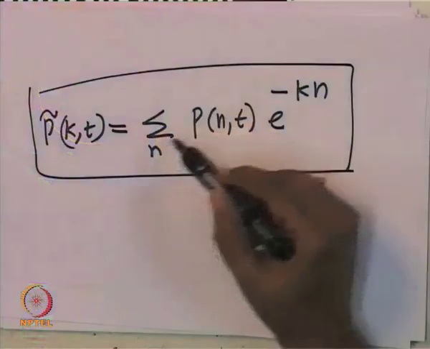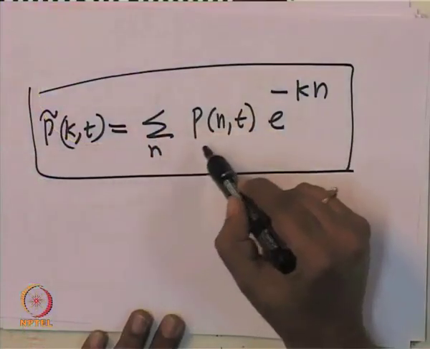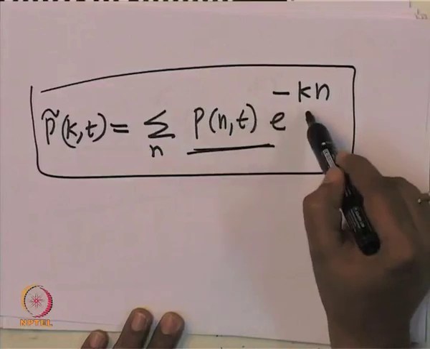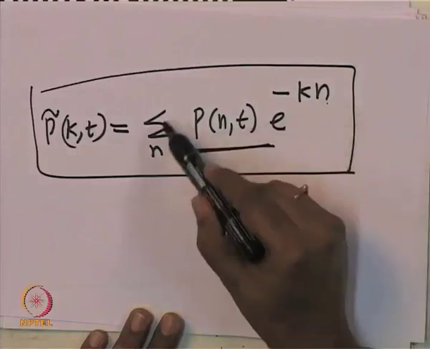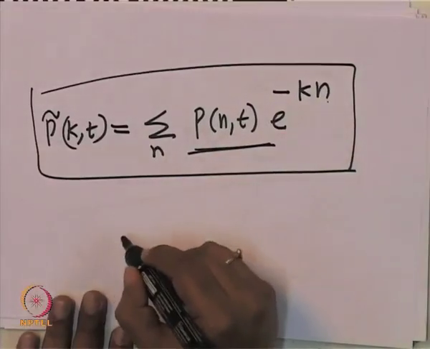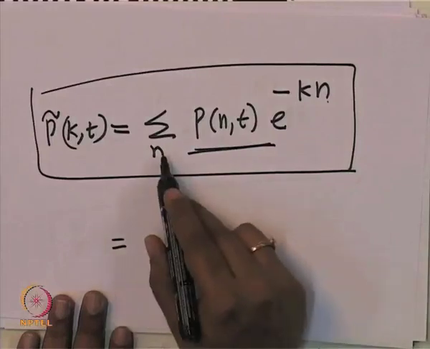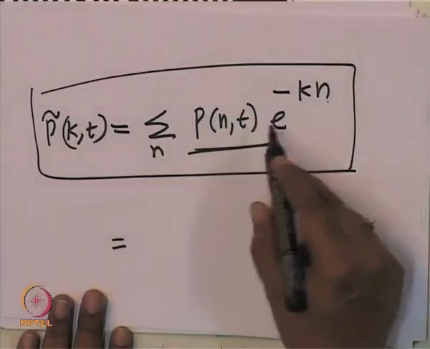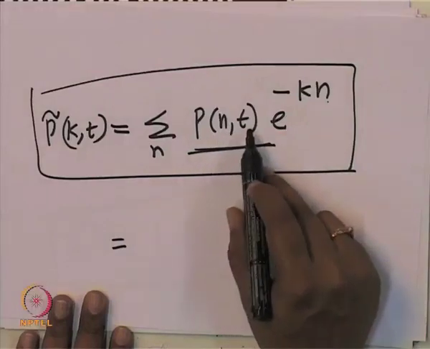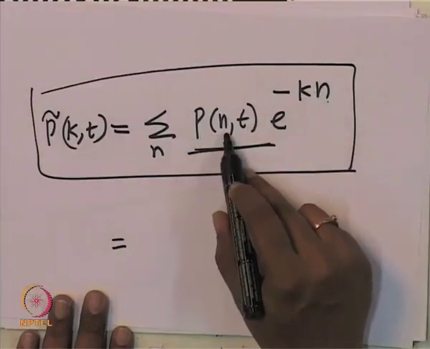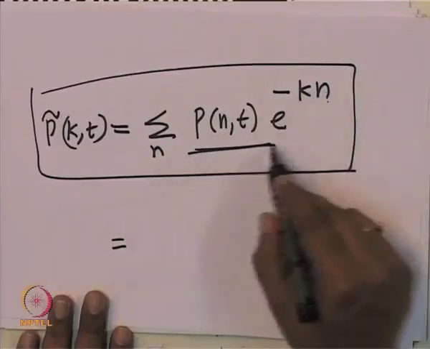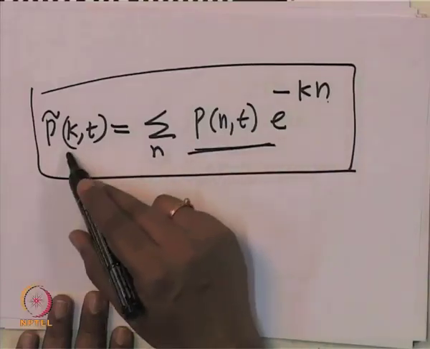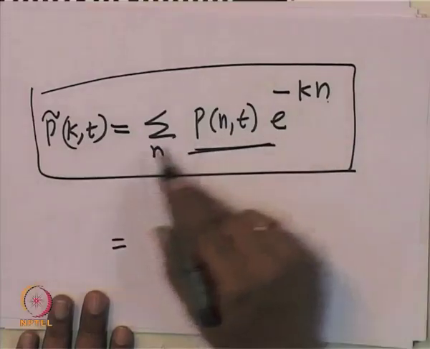So, we want to define a new function, which is p tilde of k of t. If we know p of n of t, we can always calculate p tilde of k of t by multiplying with e power minus k n and summing over n. For various values of n, you can calculate the probability to have 1 at time t into e power minus k, the probability to have 2 at time t into e power minus k into 2, plus so on and so forth. So, you can expand this and define p tilde of k in this particular manner.